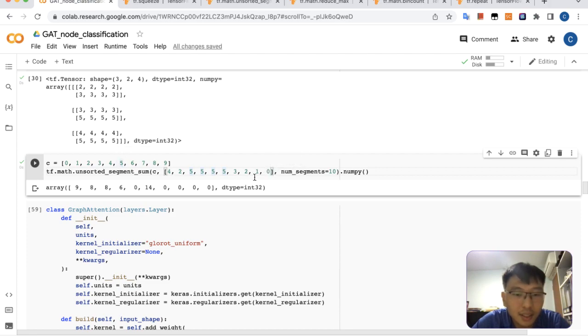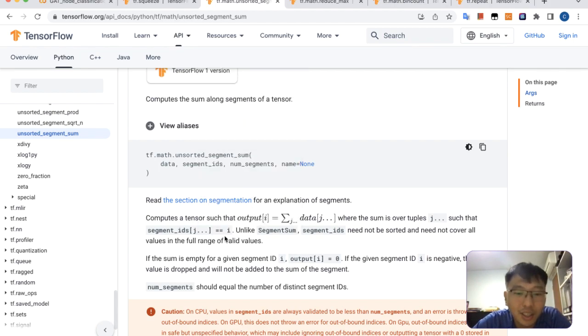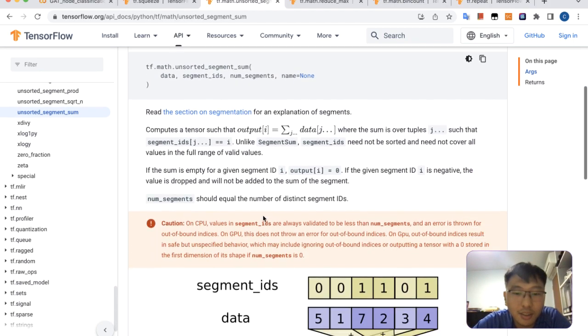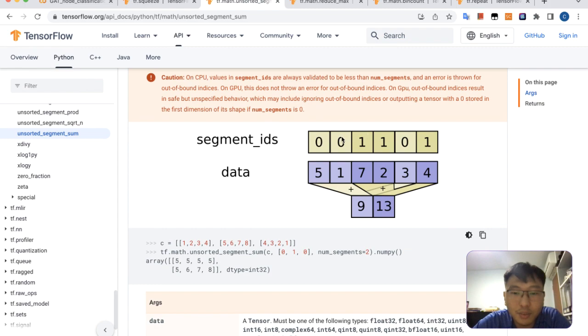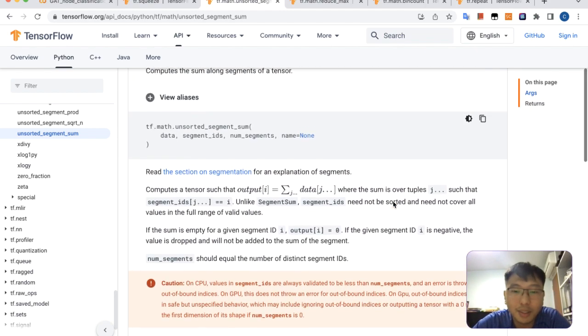So I guess segment 0 consists of 9. Segment 1, oh, so this is the segment numbers. I see. Okay, I understand it now. Yeah, so this is segment number 1. Okay, so this is to say that whatever data over here, you give it the segment ID, either segment 0 or segment 1 or segment 2, and then it will sum up accordingly based on the segments.